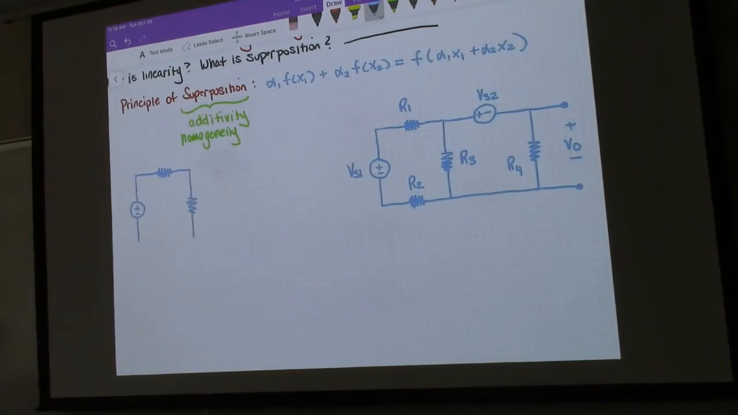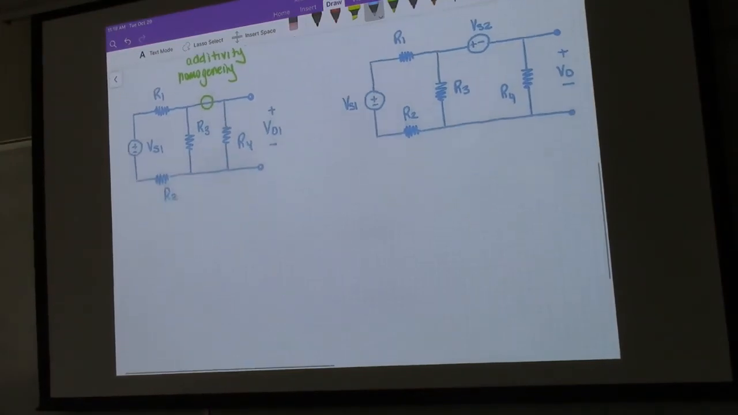Sorry, it's going to take me a second to draw it. But I didn't want to make the circuit too simple, or else it wouldn't really get the point across. So this circuit has VS1, but our VS2 is not present. If we analyze that circuit, it'll give us an output which I'm going to go ahead and call Vout1 because it's associated with VS1.